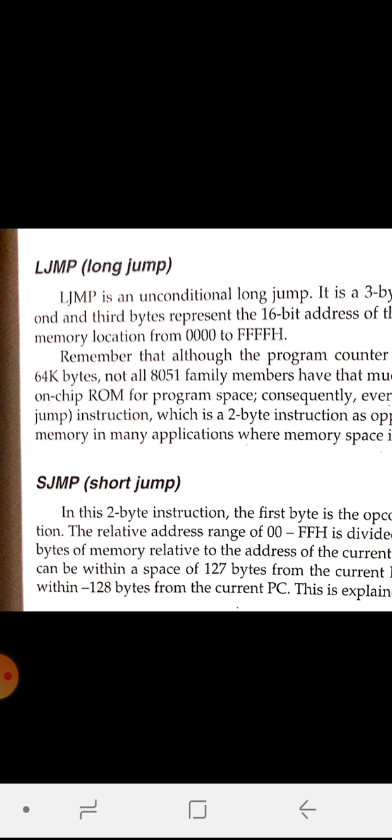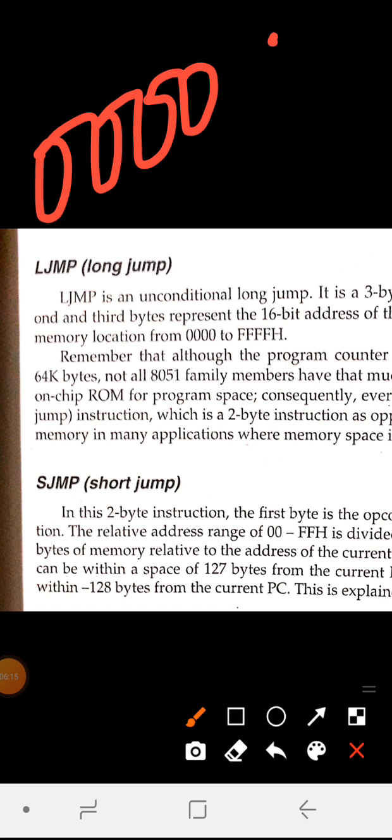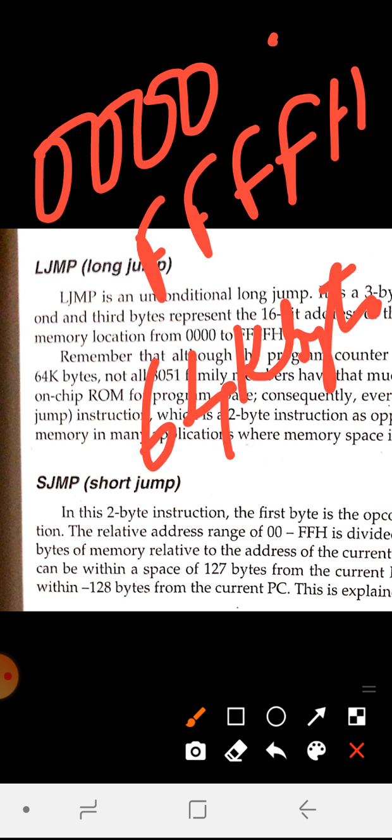So when we go with LJMP, that is long jump, and short jump, they are unconditional jumps. LJMP is a 3-byte instruction where the first byte gives you the opcode and the second and third bytes represent the address of the target location. With LJMP, you can have the target location between 0000 to FFFFH, and we can access all the targets in the range of 64K bytes. Whereas not all the 8051 family members have 64K bytes of program memory.